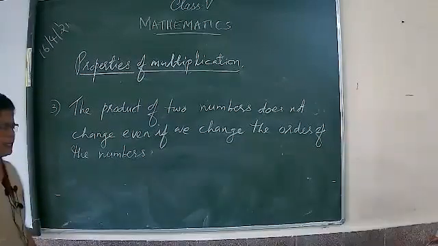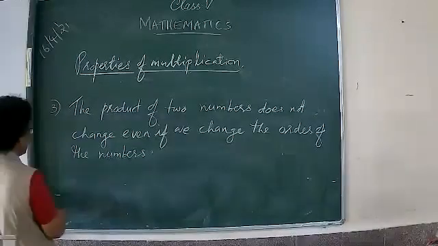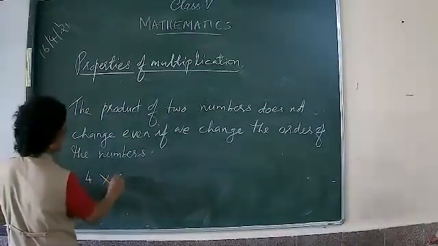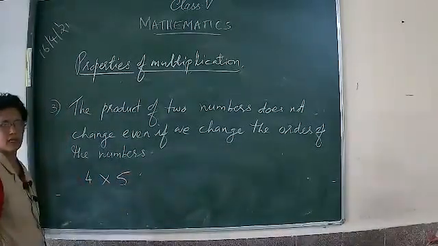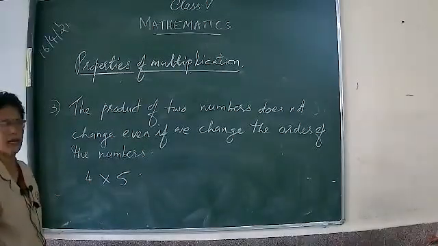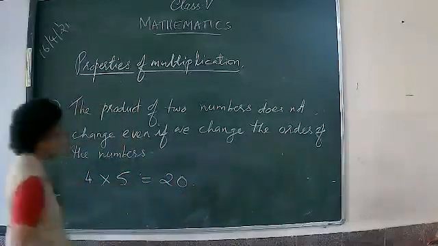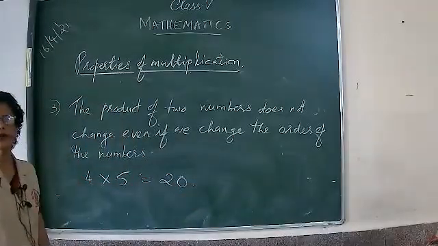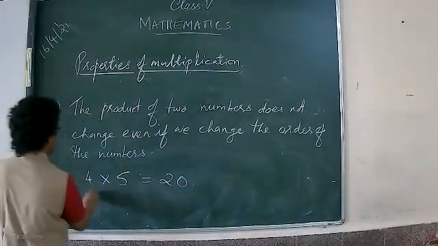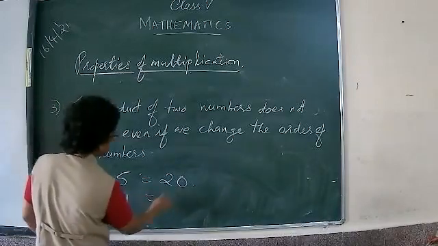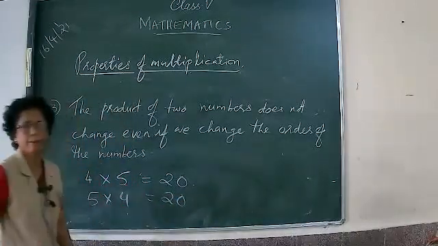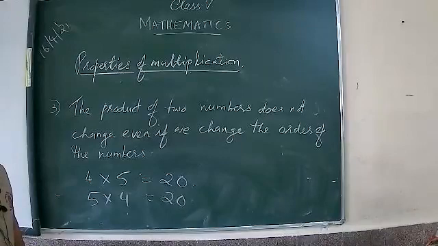What is the meaning of that, children? For example, 4 into 5 we are taking. 4 and 5, we have to find the product. 4 5s are 20. Isn't it? If we change the order, 5 into 4, then also the answer is 20 only. That's what the property says. If we change the order of the numbers, the answer will remain the same there.